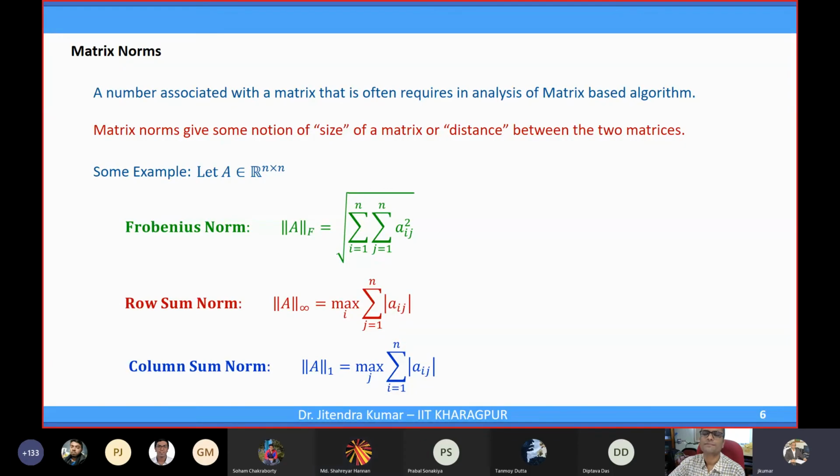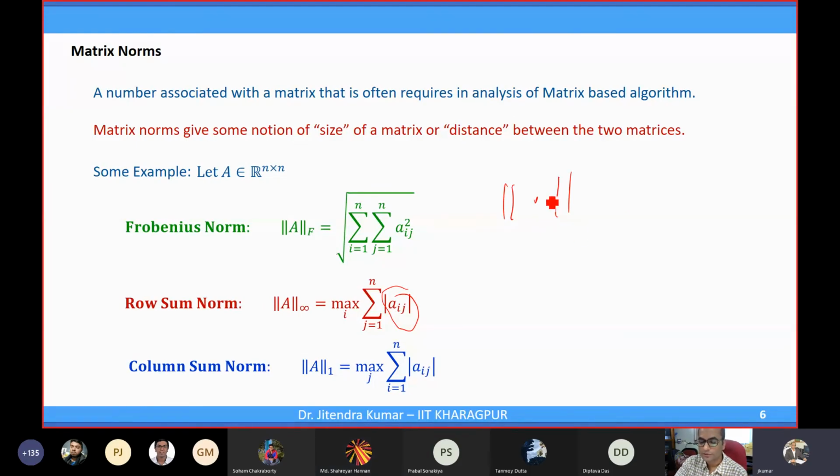Sir, you enclosed the A in these two vertical lines. What is the meaning of that? Oh, this is the notation for norm. Oh, I forgot.